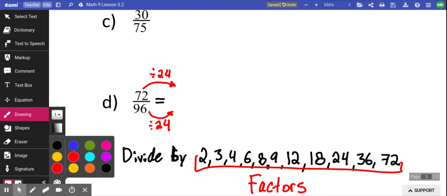72 divided by 24 is 3. 96 divided by 24 is 4. So that reduces to 3/4.